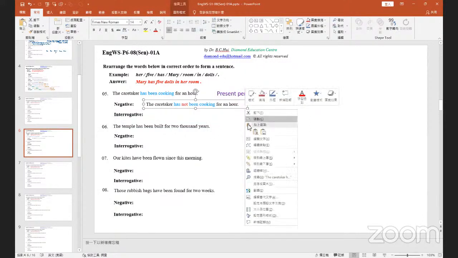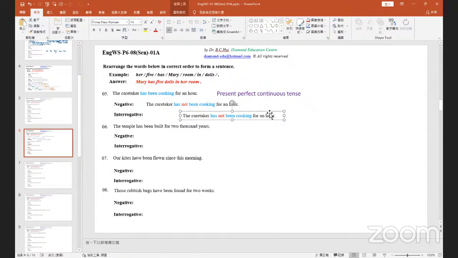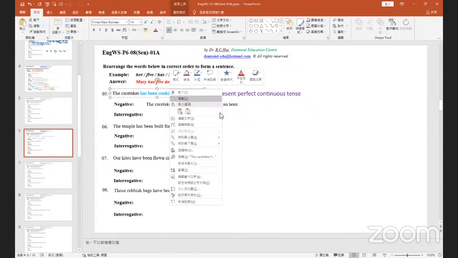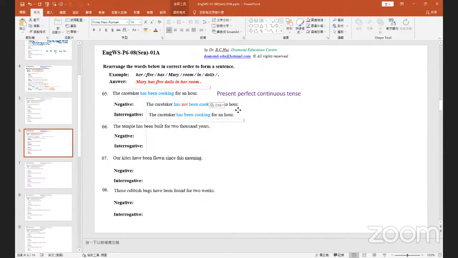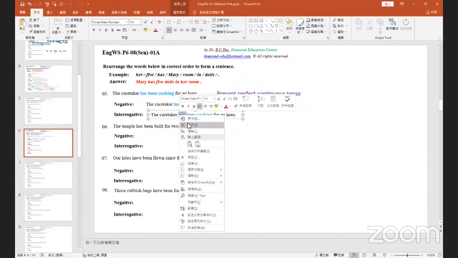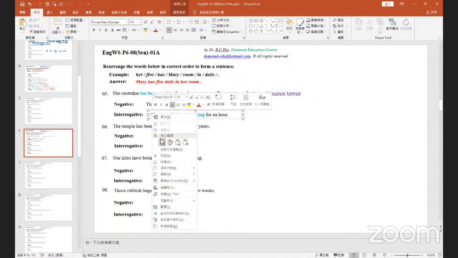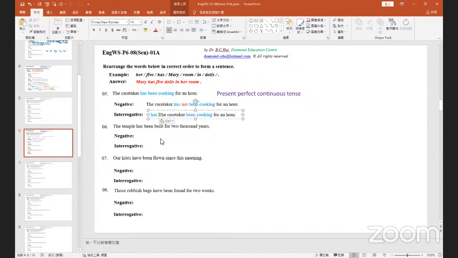And if you want to change this sentence into a question, you move the first part of the verb to the beginning of the sentence. Has the caretaker been cooking for an hour? And then you put a question mark. Get it?